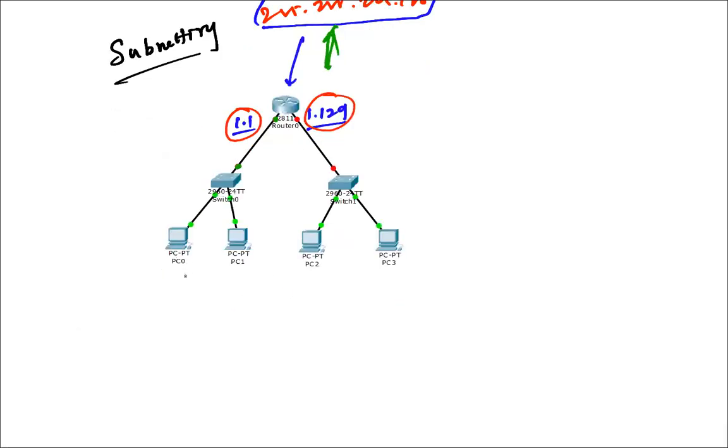Okay, so what IP address can we give to the PC? 1.1, no. Next is 1.2, 1.3. What is going to be the gateway for them? 1.1. Good. That's the gateway, because that is the router's IP address, correct? Okay, here we're going to have 1.129 as the gateway IP, right?